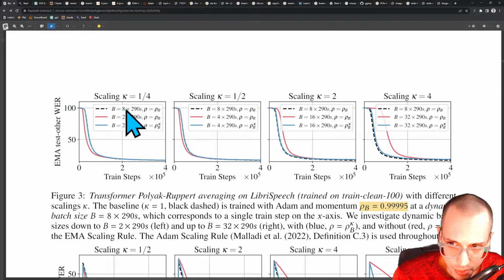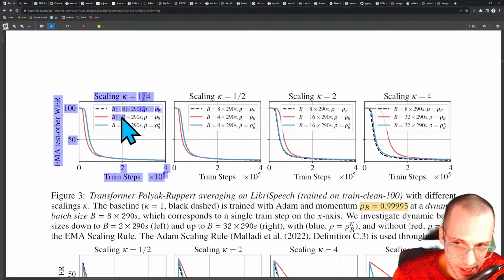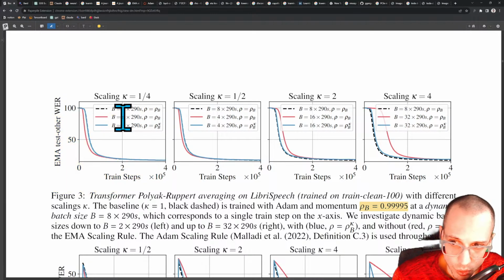Okay, so if your baseline batch size is 8, and then you're scaling, and now you want to try a batch size of 2, well then that means your scaling is 1/4, so your K is going to be 1/4, and if your K is 1/4, then you want to pick a momentum that is your original momentum to the 1/4.